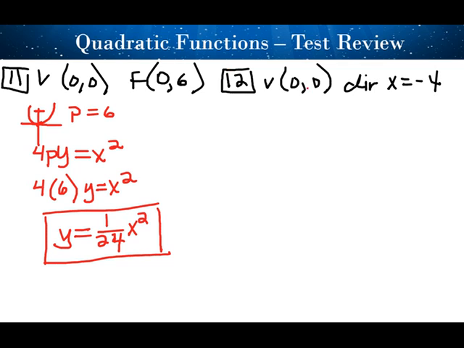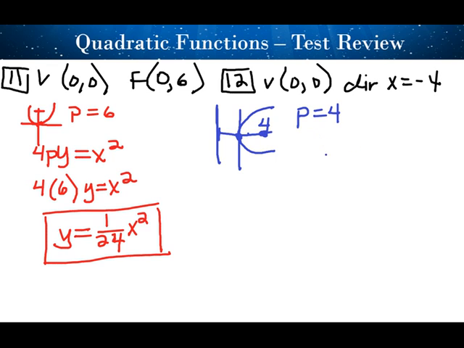Okay. All right, so let's do it again. This time we're going to do number 12, and we're going to draw the graph again. So we're at (0, 0) again, and we're at x equals -4. So x equals -4 is over here. This is your directrix. So the focus has to be over here at +4. Okay, so I know that my parabola is facing to the right. I also know that p from the vertex to the focus is 4 steps.